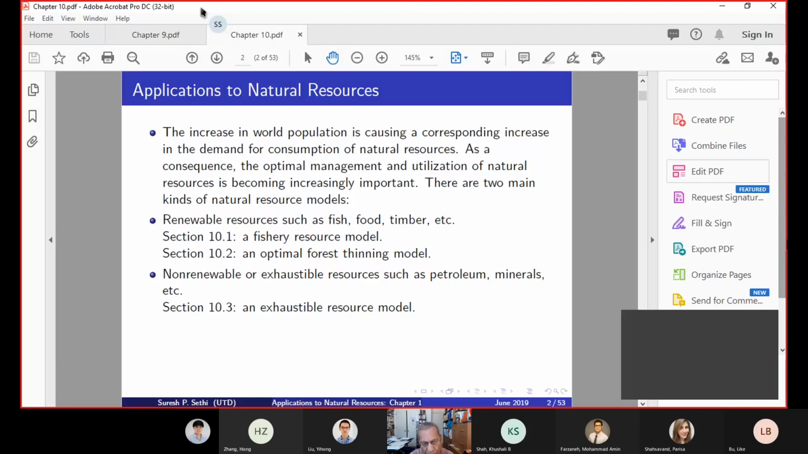So natural resources are important. And the fishery resource model is: you have a lake or whatever, and you can fish. And if you fish too much, then there's no fish left. And if you fish too little, then you have less revenue in each period of time. And the question is, what is the optimal fishing rate? Okay, so this is the problem that I saw.